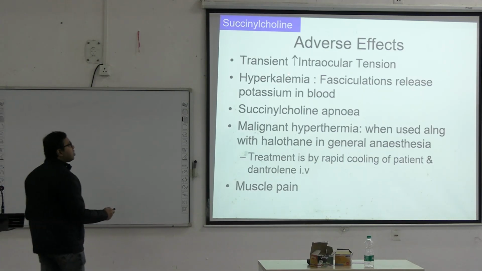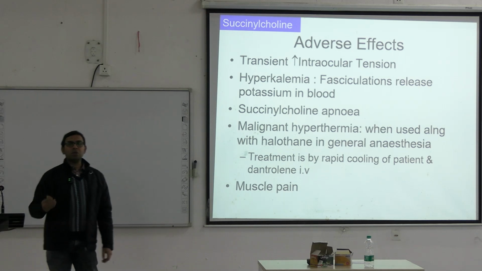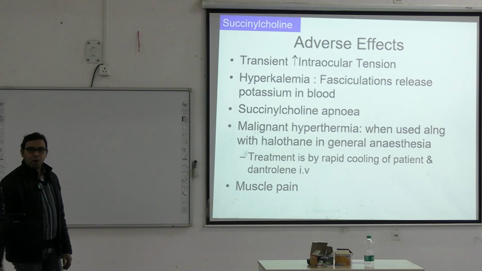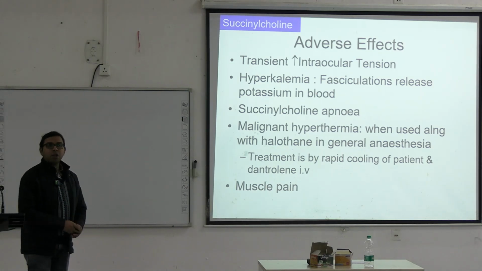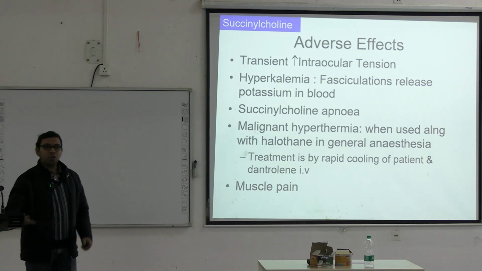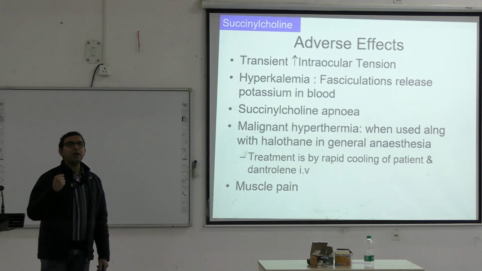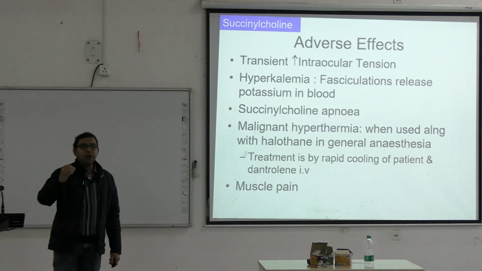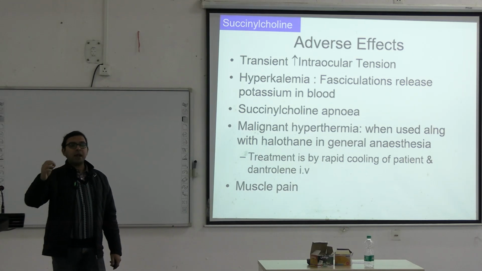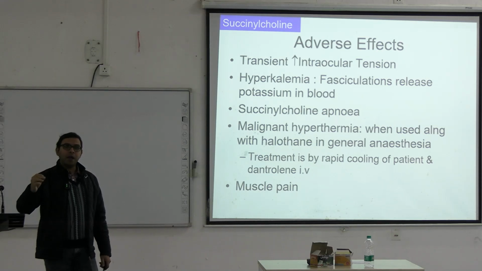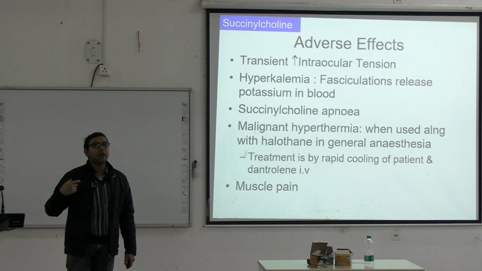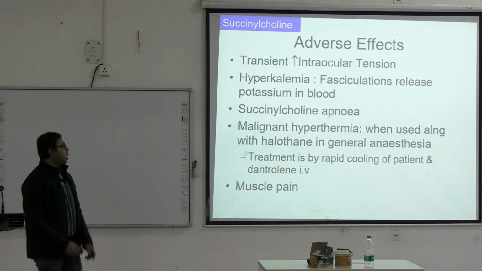An adverse effect is a transient increase in intraocular tension. So there may be some glaucoma-like changes, but the biggest problem is hyperkalemia. Already I have told you, fasciculation happens because succinylcholine causes a depolarizing blockade. Initially there will be some rapid muscle contraction, fasciculation. When there is rapid muscle contraction, there will be release of potassium from the cells. That is why there will be chances of hyperkalemia. And again, due to these fasciculations, there will be muscle soreness or muscle pain later. That is also an adverse effect.